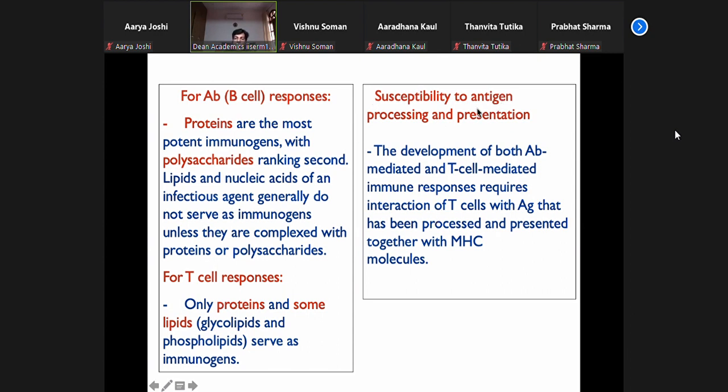Susceptibility to antigen processing and presentation is very critical for activating your T cells, and T cells indirectly help your antibody-forming B cells to form these antibodies, right? But susceptibility of the antigen to the machinery that you have in APCs is a very critical parameter for inducing T cell responses.